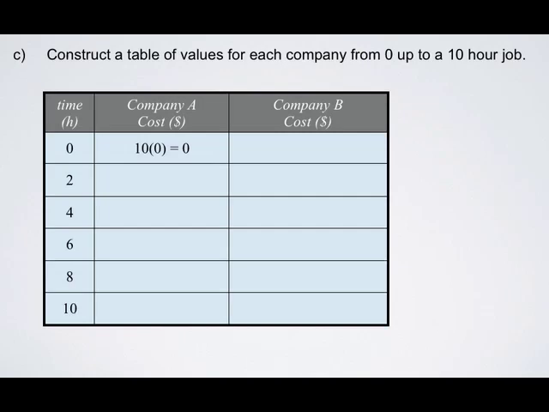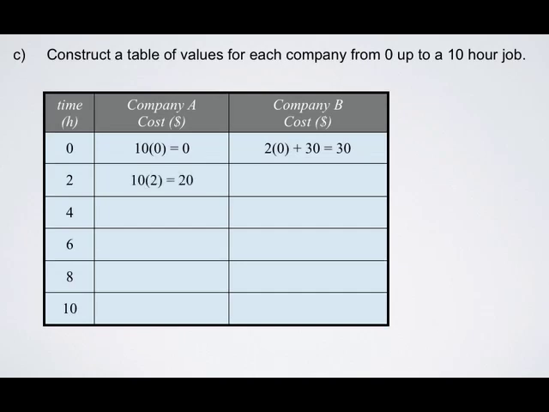Here, the cost for Company A for 0 hours is $0. That's because they don't charge a flat rate. Company B, on the other hand, charges a $30 flat rate. So even if it takes them 0 hours to come handle your lawn, they still charge you $30.